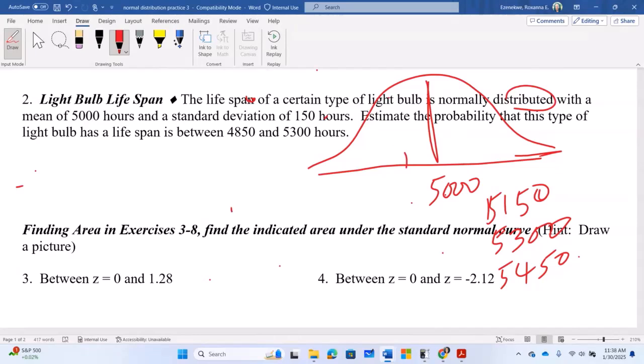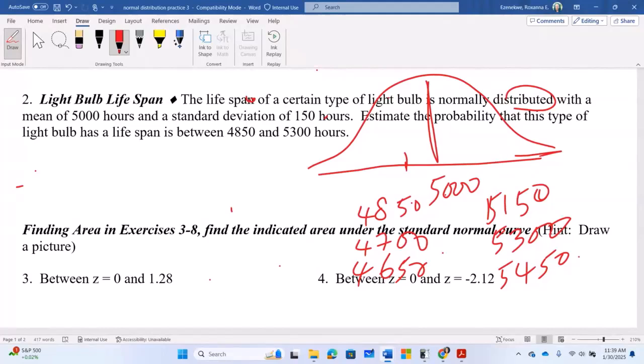All right, what is one standard deviation below the mean? 5,000 minus 150. So that is 4,850. What is two standard deviations below the mean? 4,700. What is three standard deviations below? I'm talking about below the mean. If it's just less than 5,000, it's below. It is 4,650.